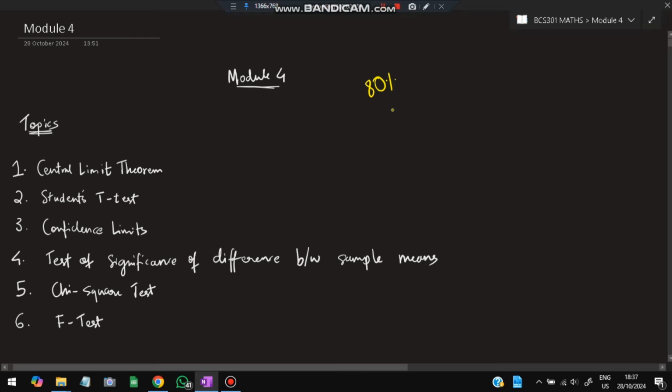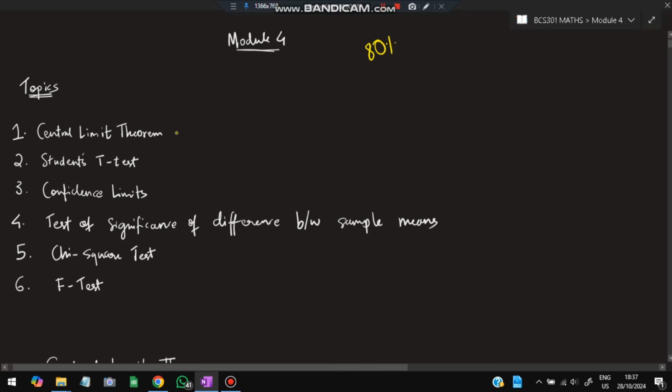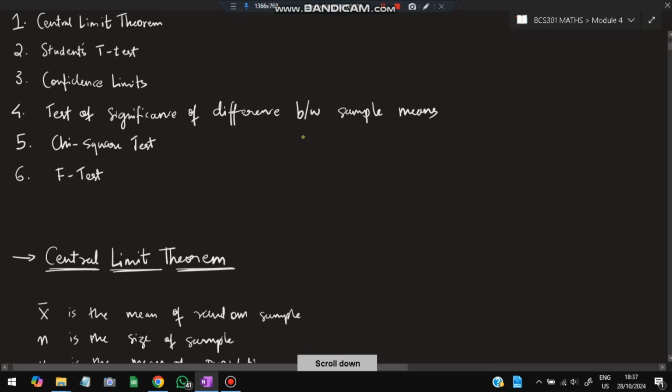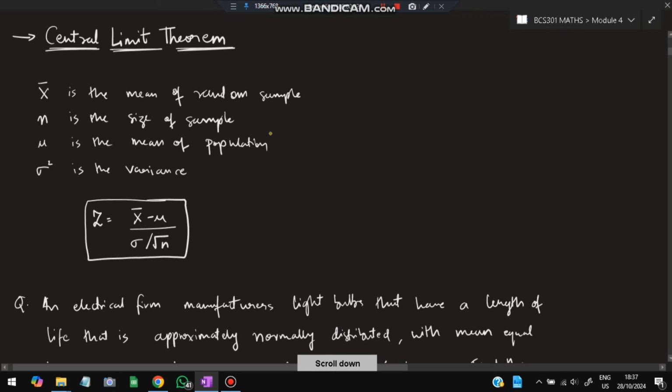So without wasting any more time, let's get started. The first one is central limit theorem. Okay, so let's have a look at what the central limit theorem is. So these are the terms used.